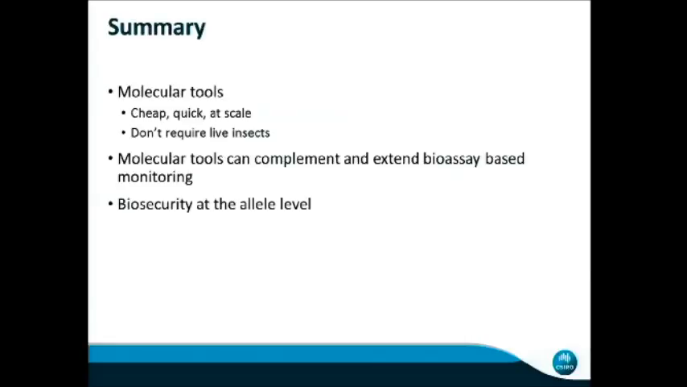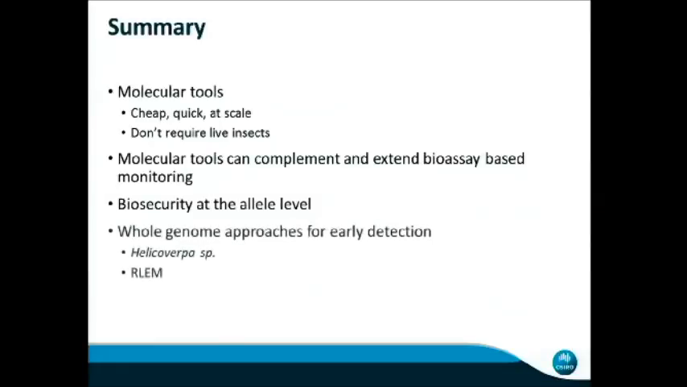Biosecurity is now at the allele level, not just species anymore. So we're interested in what's coming in from overseas. Green peach aphid may be an example of that, and also potentially Omidria. And whole genome approaches for early detection, and I think Charlie and Derek will talk much more about this. We're starting to do it in Helicoverpa species. Red legs would be a very good model to do it in.